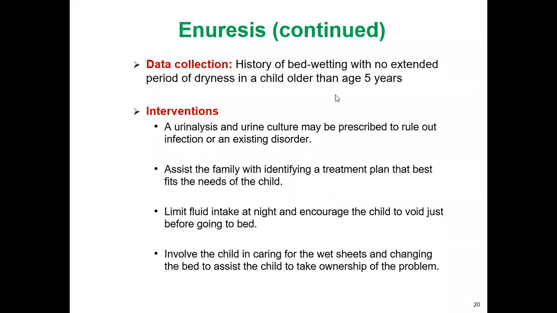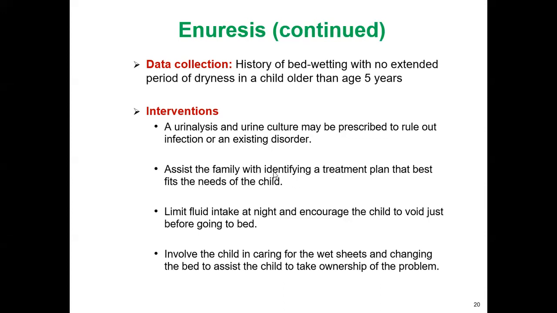And what are the data collection? The history from the patient and the parents gives a history of bedwetting with no extended period of dryness, in a child older than the age of 5 years. What else? What are the interventions? A urinalysis and urine culture may be prescribed to rule out infection or an existing disorder.